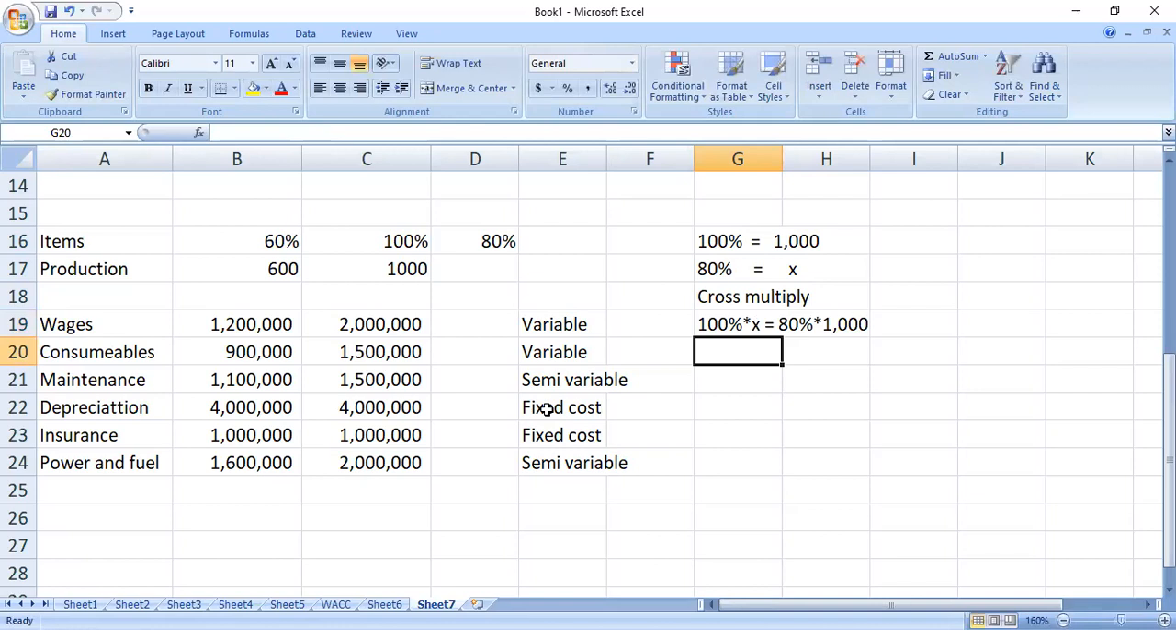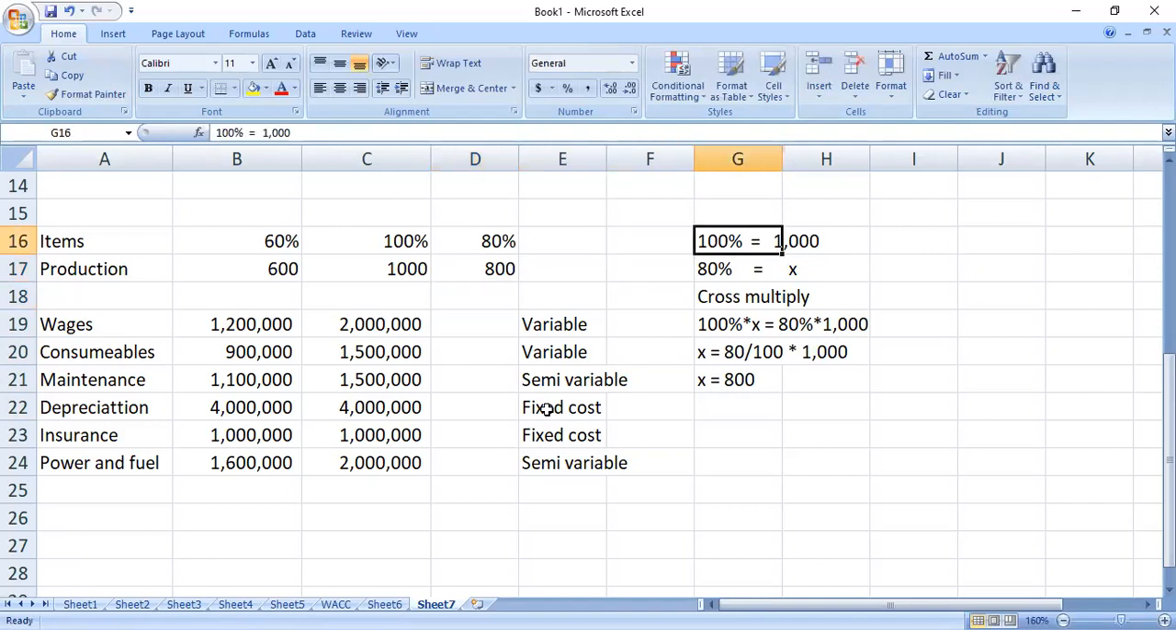So 100% is the same as 1, not so? So 1 times X, you have X. So X is equal to 80%, which is the same as 80 out of 100 times 1000. You don't have to do all this, you just get the final answer. So X is going to be equal to, is it 800? Yeah, it's 800. So as simple as this. That's how you get your production. You say 800.